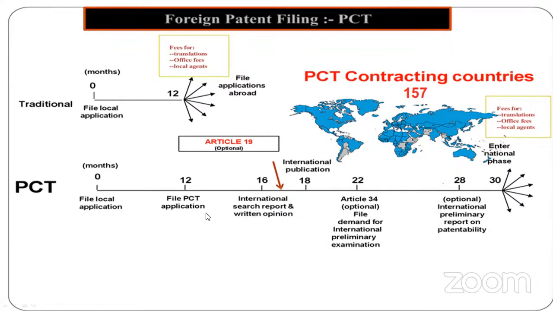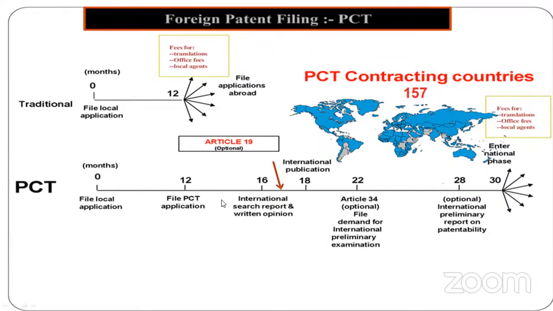And the timeline limit is 22 months from the first filing date. After filing, Article 34 gives you an opportunity to amend your complete specification and the claims also. But through Article 19, you cannot amend the complete specification. You can amend only the claim part. So there is a difference between Article 19 and Article 34.